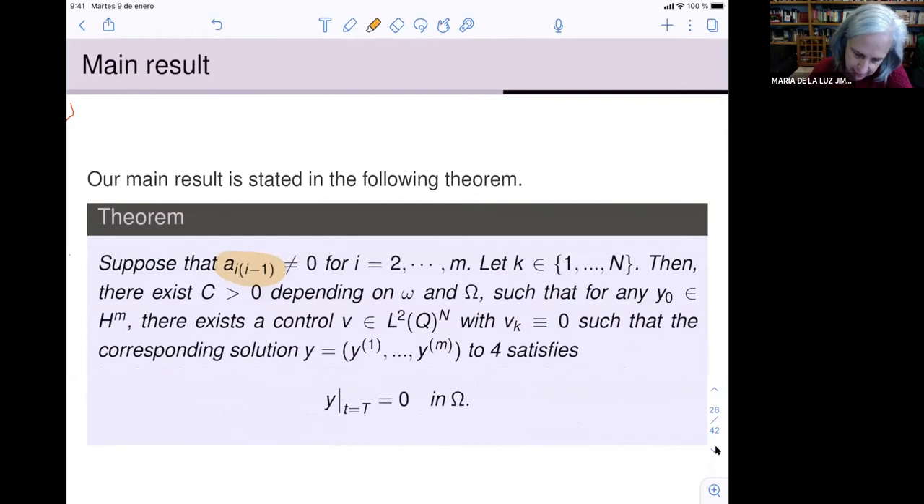And we will be able to control with a control V, where I can choose a k between 1 and n such that V_k is equal to 0. And the corresponding solution y, which has n times m components in total, all of them satisfy that y at capital T is equal to 0.